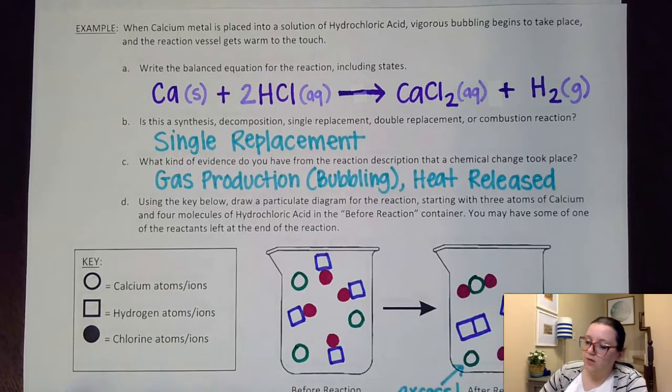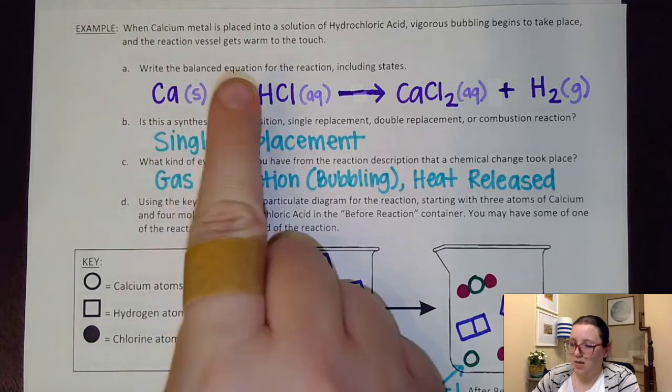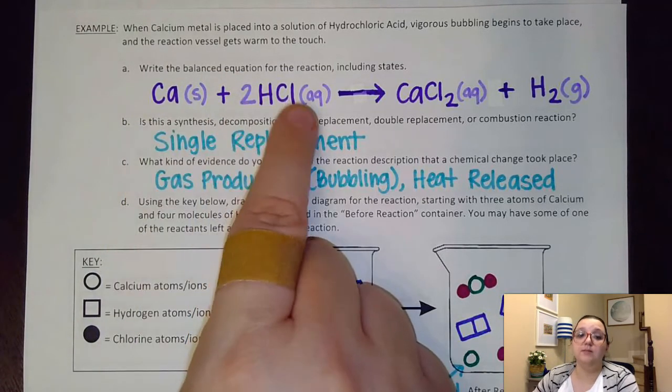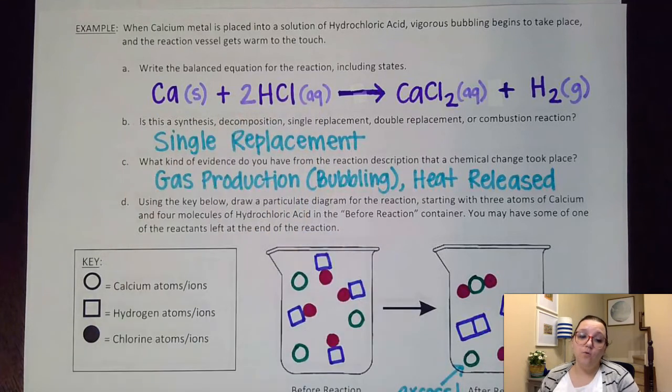So then the next question asks, is this a synthesis, decomp, single replacement, double replacement, or combustion reaction? Well, as I mentioned just a few minutes ago, if I ever see I'm starting off with an element and a compound, my best guess is that that element would replace something in the compound in order to create that single replacement reaction.